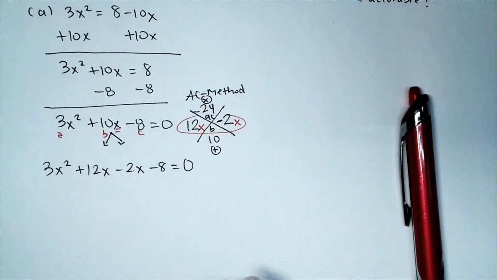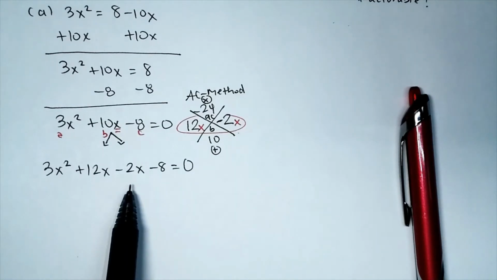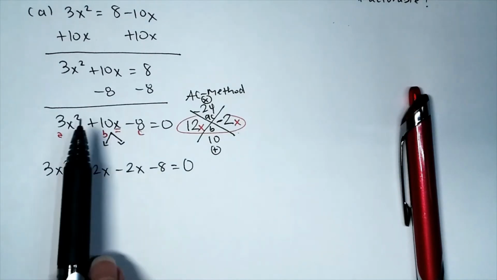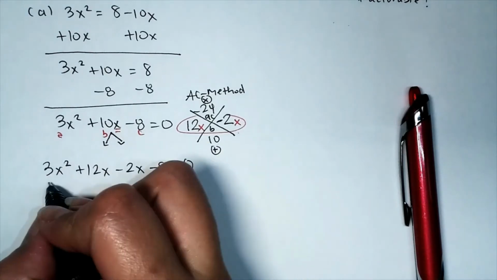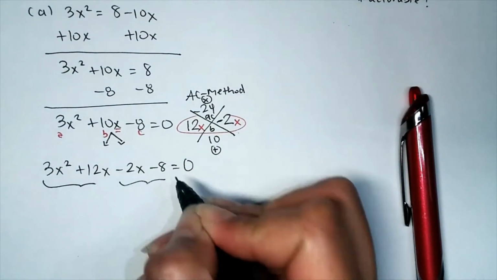Bear in mind, we can always rewrite whatever we have. We just can't change its meaning. 12x minus 2x gives us 10x, so it's the same problem, just phrased a little bit differently. So now let's go ahead and factor by grouping. We're going to group the first 2 terms and then the last 2 terms.